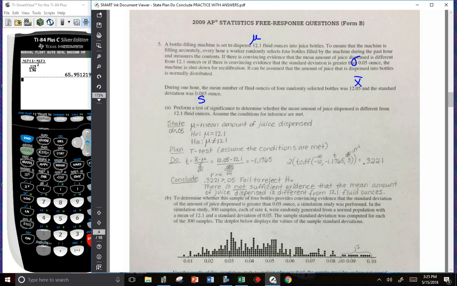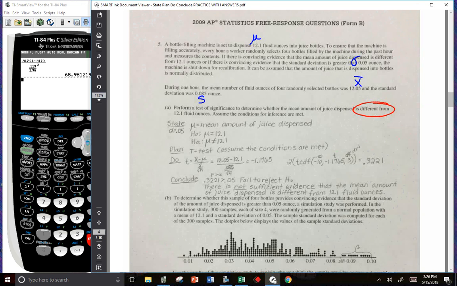What's x bar? What's Sx? What's n? What's our symbol?